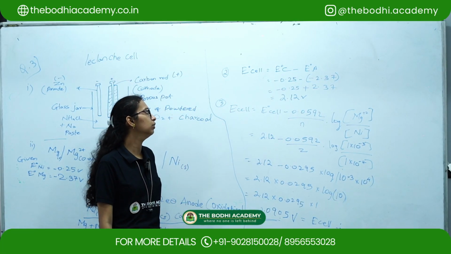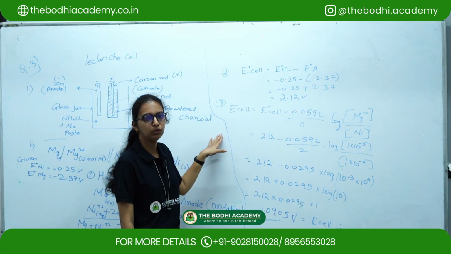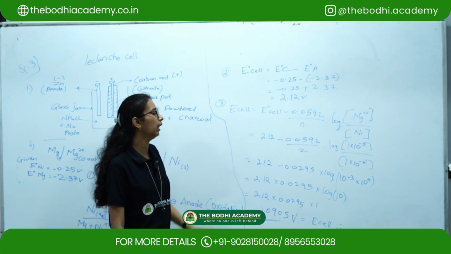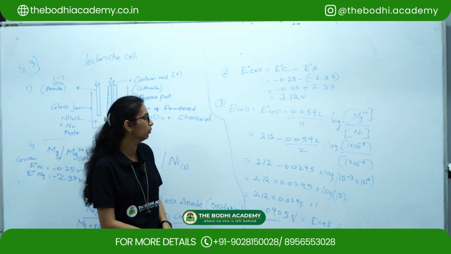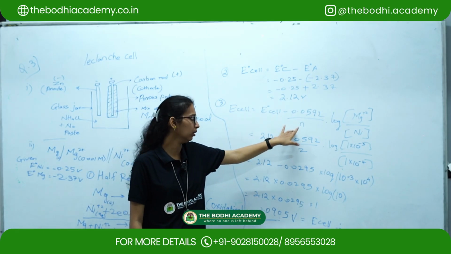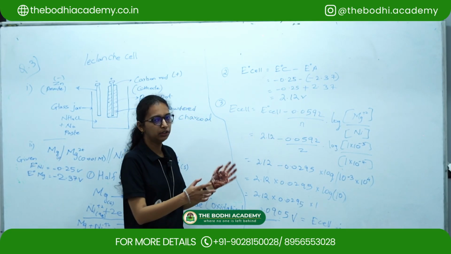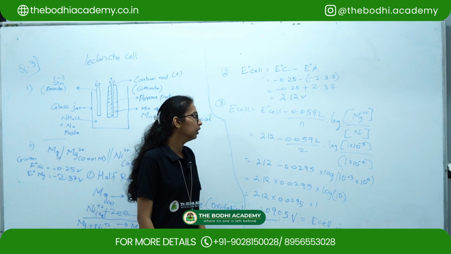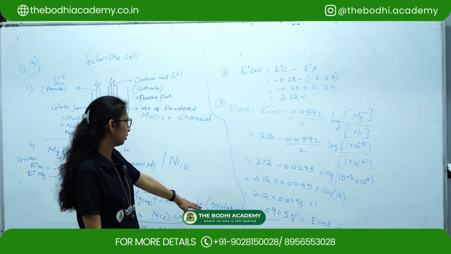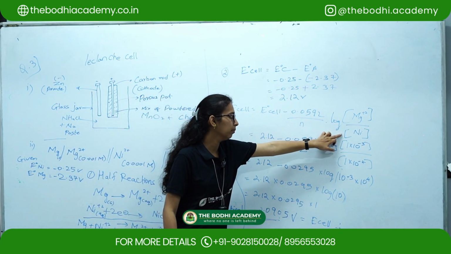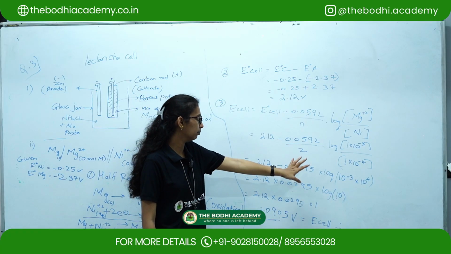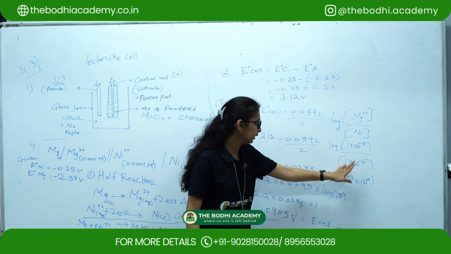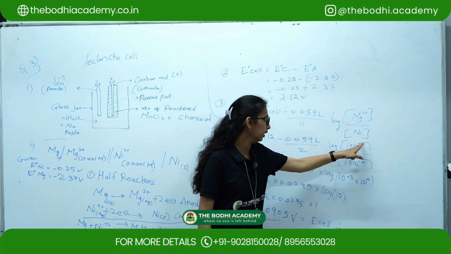Next, to calculate the EMF, this is the formula: E cell equals E naught cell minus 0.0592 upon n, where n is the number of electrons, times log of concentration of magnesium upon nickel. Magnesium is the one undergoing oxidation, so that should come at the top, divided by nickel, which is undergoing reduction. Just substitute the values.